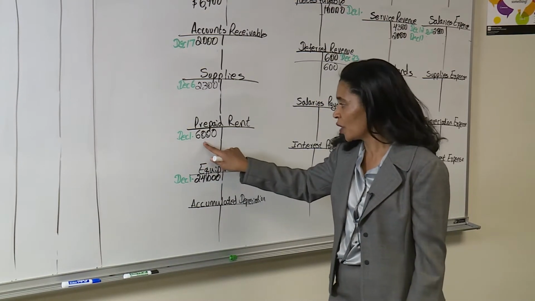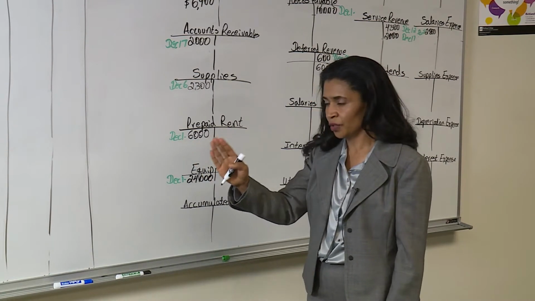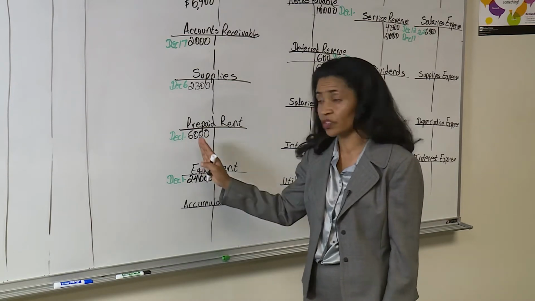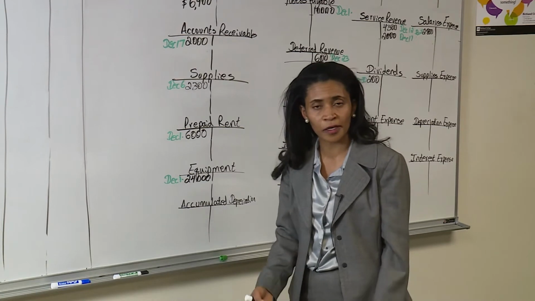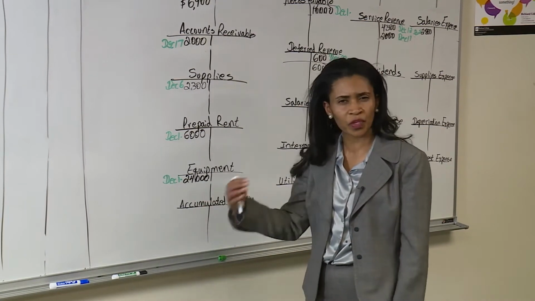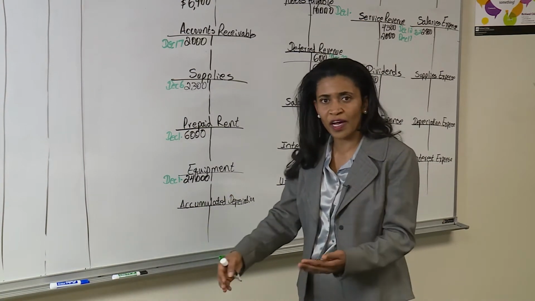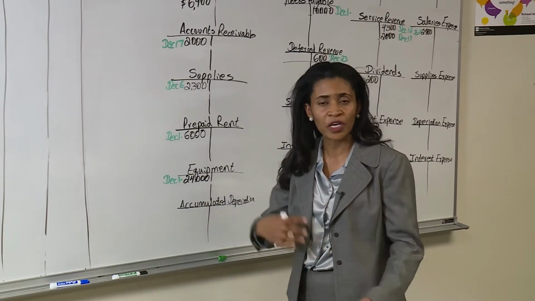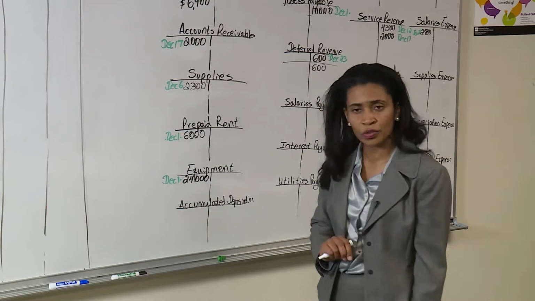The same thing for prepaid rent. What happened? We paid 1 year rent ahead of time. Now, after 1 month, 1 month's rent has expired because of passage of time. Equipment. We bought different items like chair, table, machines, cars. That is equipment. We bought it, but the value after 1 month is not the same $24,000. So we have to have a way of recording expenses for all the uses that we did using these accounts.